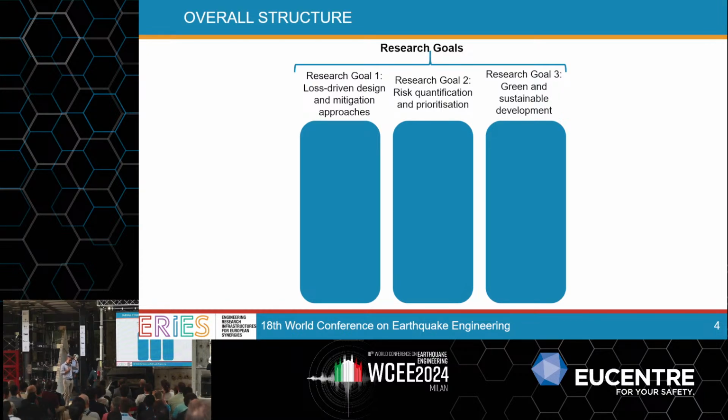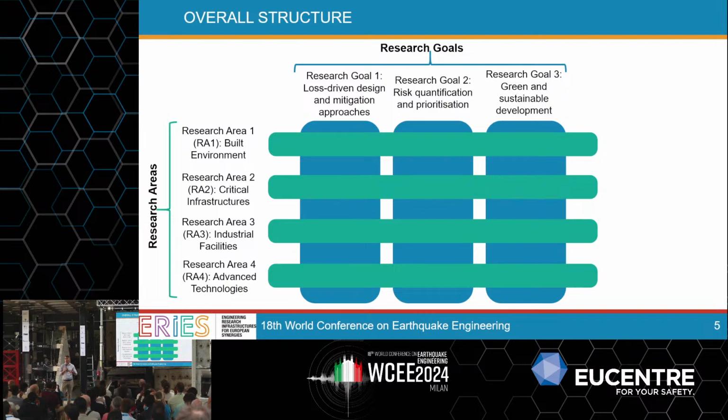Essentially how this works is that we, as a research community, present a proposal to the European Union and say we want to do some research on some fundamental topics. So we set up this structure called research goals. We want to address these goals with the research we want to do. You can see here it's addressing losses, quantifying risk, and also green and sustainable development. We're going to address these different research goals. And how are we going to do that? Where are we going to do that? We're going to do that on these different research areas.